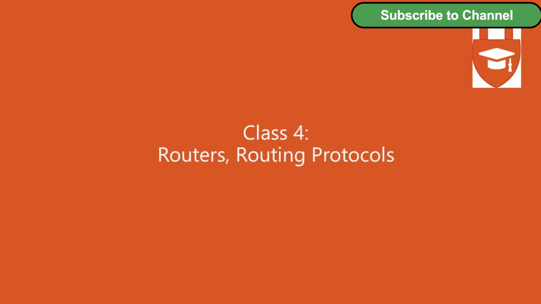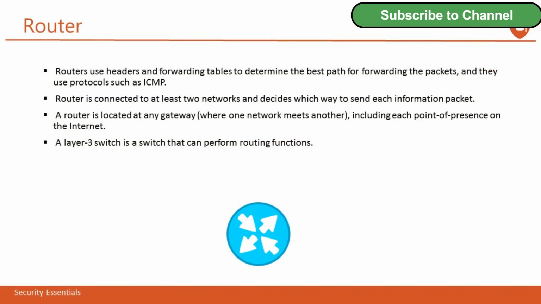Hello everyone, so I'm going to start class 4, and this is all about the router and the routing protocols. So we'll start with the router. Routers use headers and forwarding tables to determine the best path for forwarding packets, and they use protocols such as ICMP. As I've already discussed, a router is used just to forward a packet.